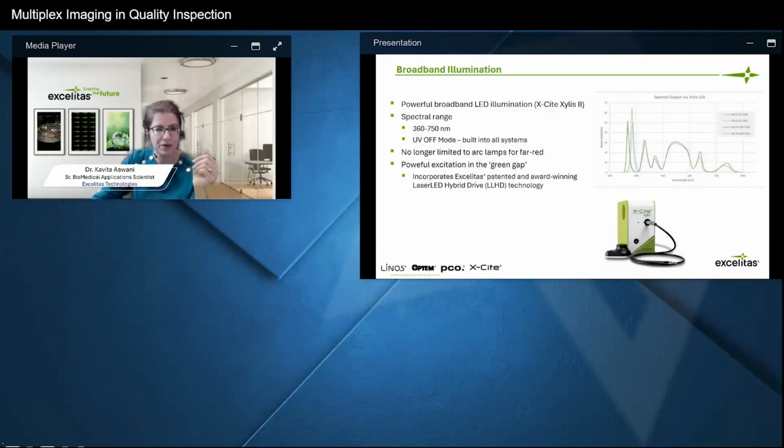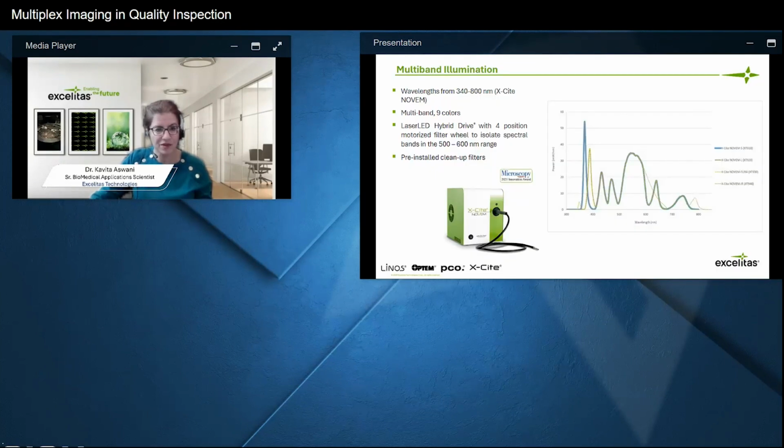So just to show you an example of one of our LED illumination sources, it's called a Xylus 2. It has a wide spectral range. This is broadband between 360 and 750. There is a UV off mode built into all the systems. You don't require arc lamps anymore to go into the far red as you did in the past. And the green gap is something that LEDs suffered from when they were initially used. To get more powerful optical power between the 500 and 600 nanometer region, we've had to do a laser phosphor conversion, which we call our laser LED hybrid drive.